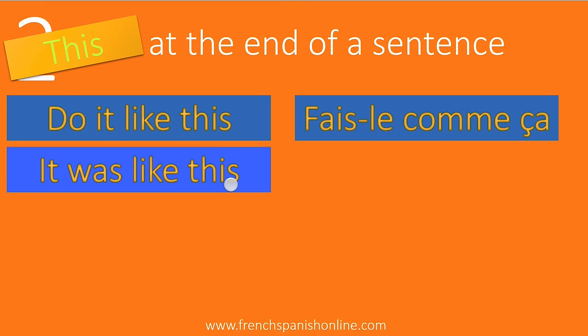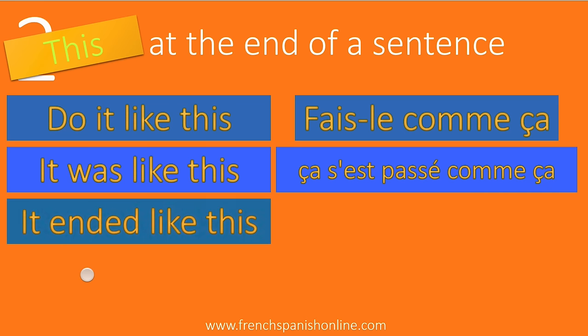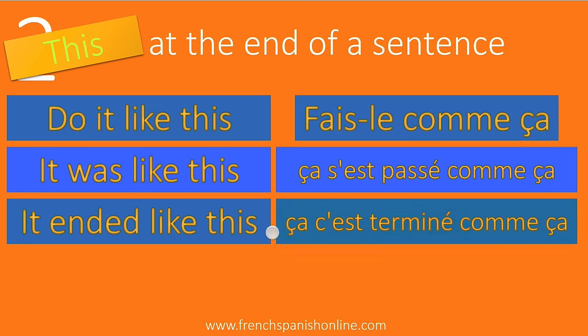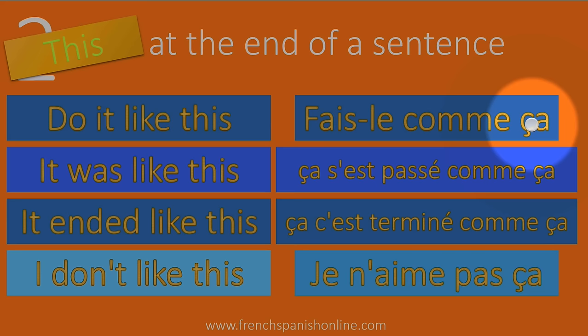It was like this, in French, ça s'est passé comme ça. It ended like this, ça s'est terminé comme ça. I don't like this, je n'aime pas ça. Okay, so in this case, this, when we don't expect anything after it, we use the word ça in French.